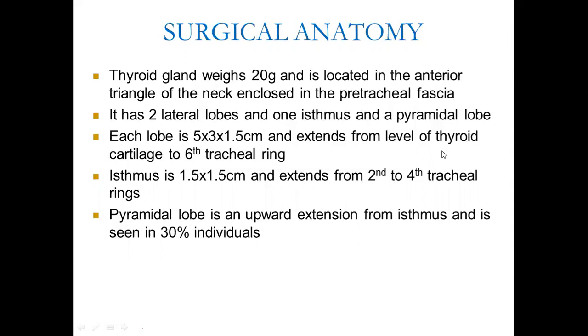But the isthmus, the central portion of the gland, is only 1.5 by 1.5 centimeters and extends from the second to the fourth tracheal rings. A pyramidal lobe is not routinely seen, and it is seen in 30% of individuals as an upward extension from the isthmus.